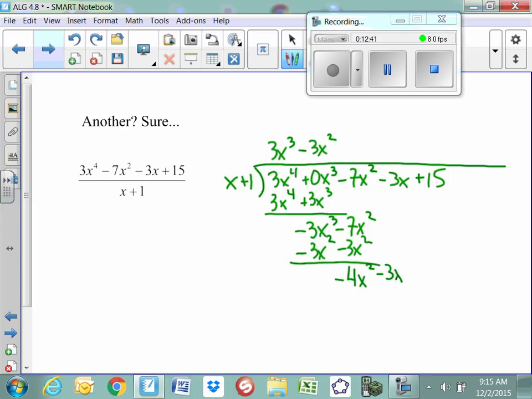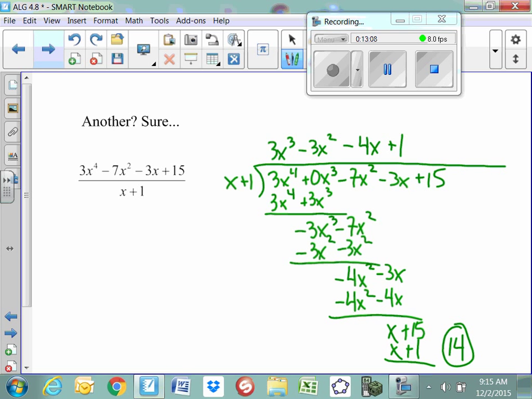I'm going to drop the minus 3x. This goes in negative 4x times. Negative 4x times x is negative 4x squared. Negative 4x times 1 is minus 4x. That's going to be a negative 4x, so that's going to be a positive x plus 15. How many times does x go into that? Plus 1 time, x plus 1. My remainder is going to be 14, so I'm going to write plus 14 over, well, I'm dividing by x plus 1. That is your answer.